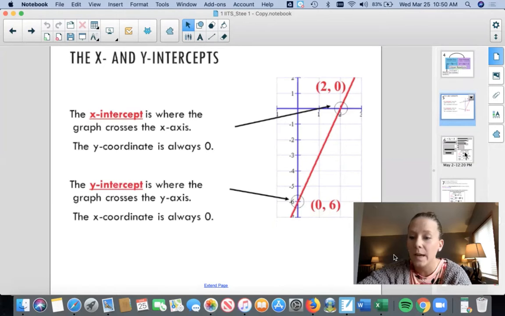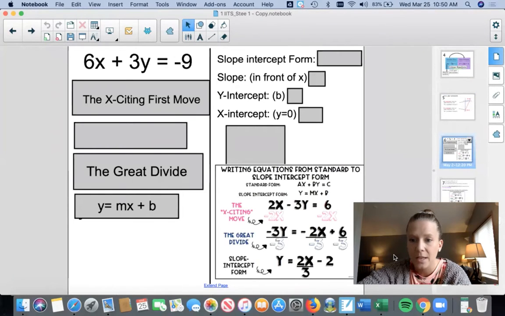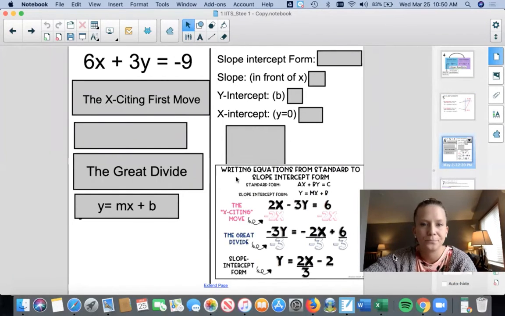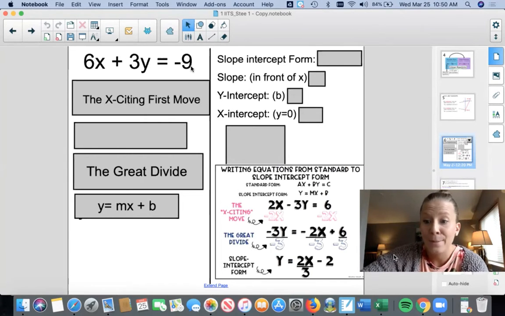Okay, so here's my example for you. Okay, I'm going to move my head over a little bit. Here is our standard form. So we have 6x plus 3y equals -9. So I have an A, which is positive, it's 6. My B is 3, and my C is -9. Okay, that's in standard form. So our job is to turn it into slope-intercept form. Y equals mx plus b.